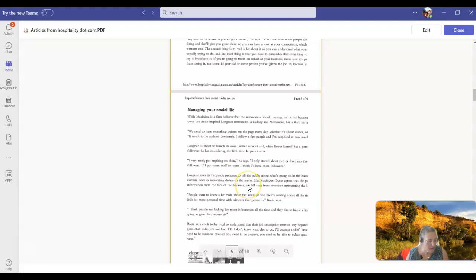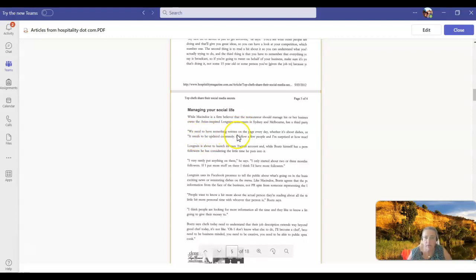So, also up here we've got, while Massajo is a firm believer that the restaurateur should manage his or her business themselves, there are also third-party companies, such as used by the Long Grain restaurants in Sydney and Melbourne, where they actually pay a third-party company to handle their posts.